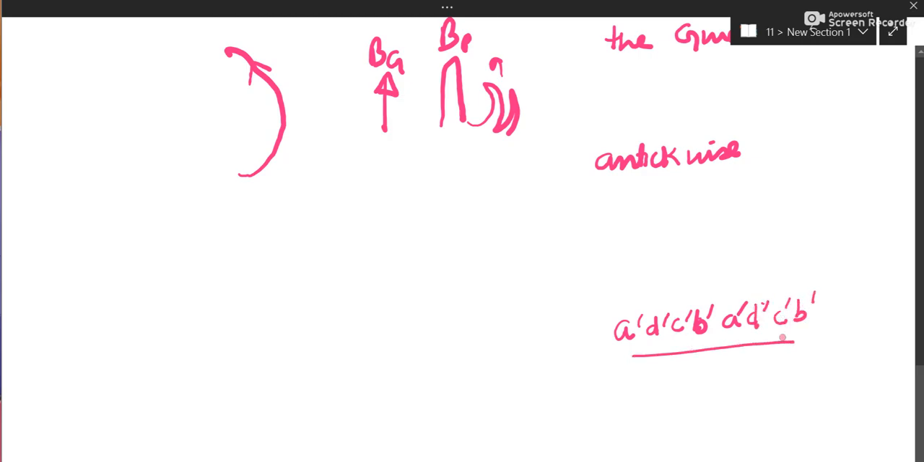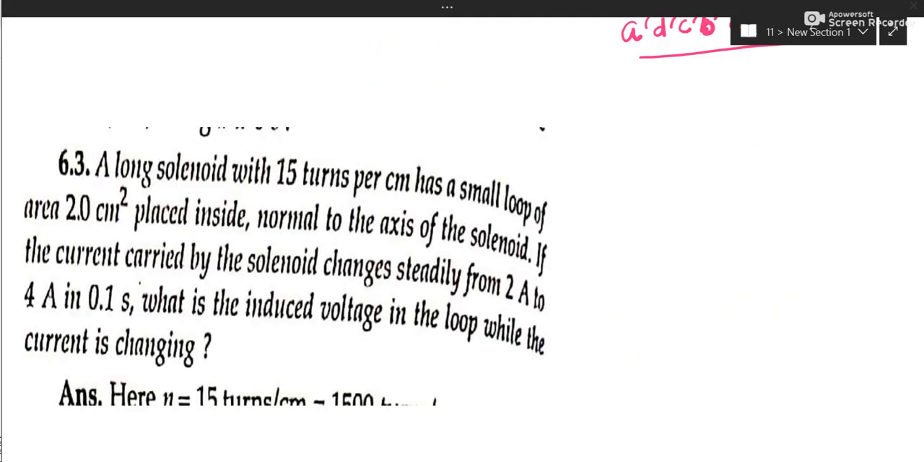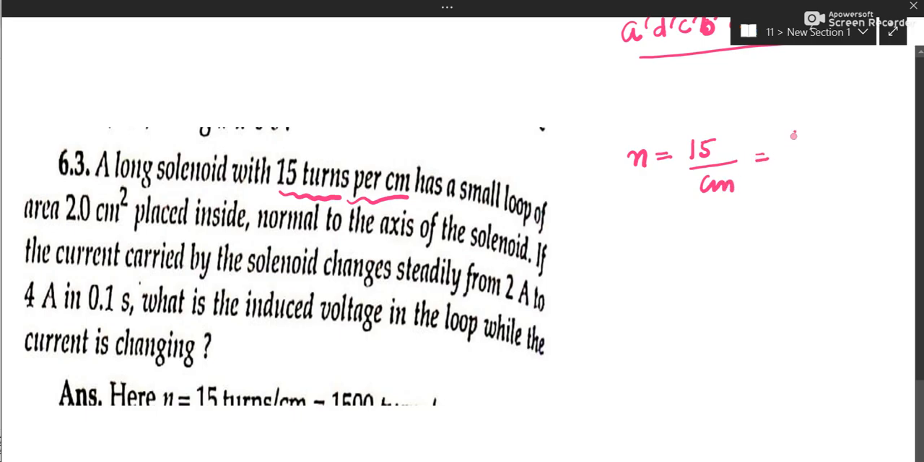Okay, coming to the next question. A long solenoid with 15 turns per centimeter. So number of turns per centimeter is 15, but this is per centimeter. We'll convert into SI unit. So we'll keep 1 by 100 meters. 100 will go up. So it is 1500 turns per meter.